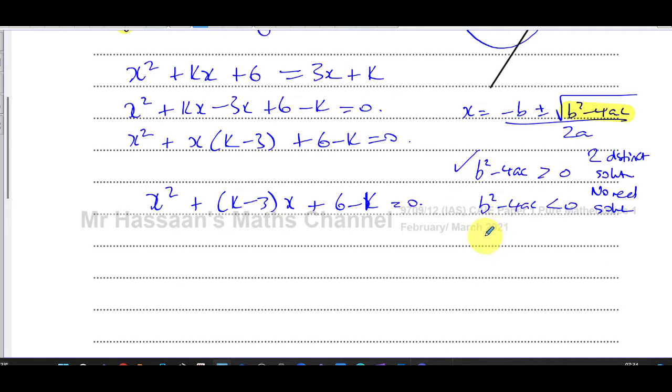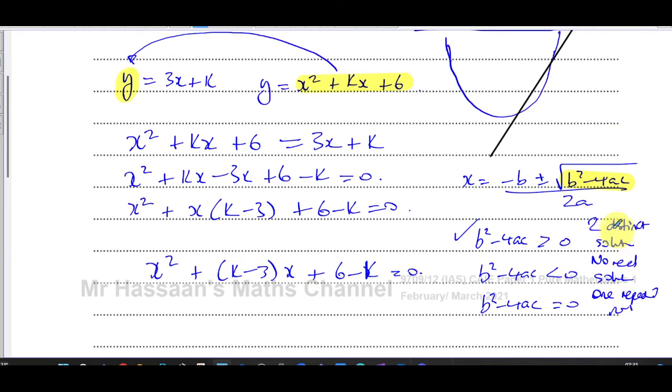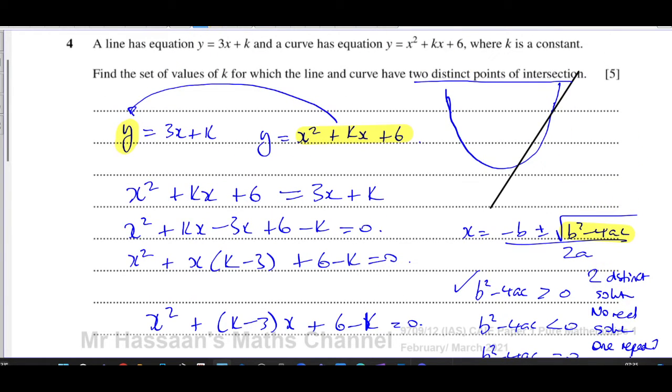And the third case is when b squared minus 4ac equals 0. In that case, you're going to have minus b plus or minus 0 over 2a. So you just end up with minus b over 2a, which just means there's only one answer, and we normally call it a repeated root. One repeated root. So these are the three cases that we can see from this.